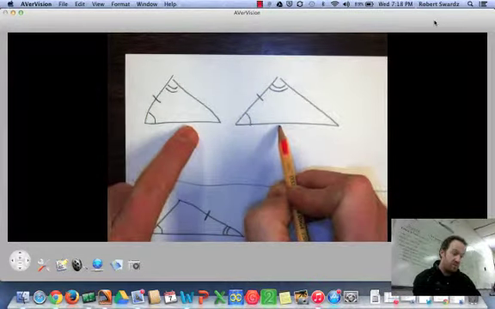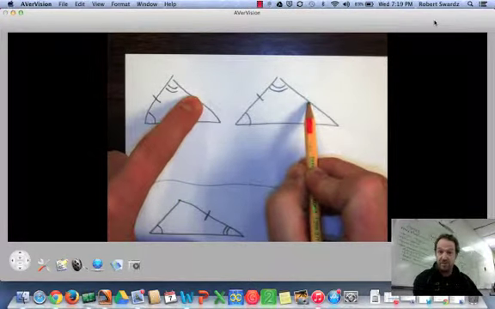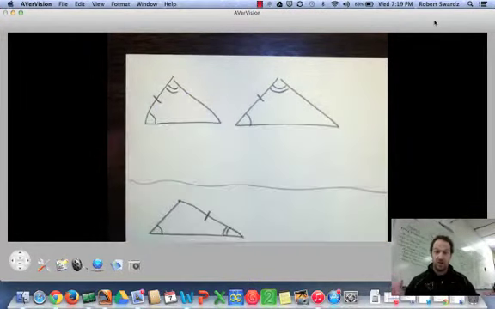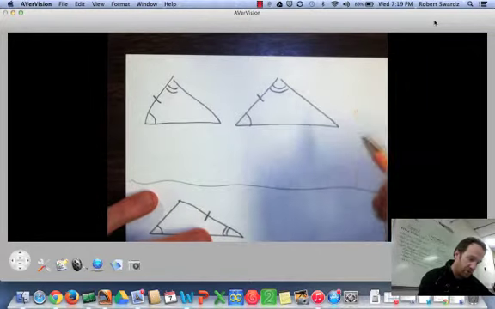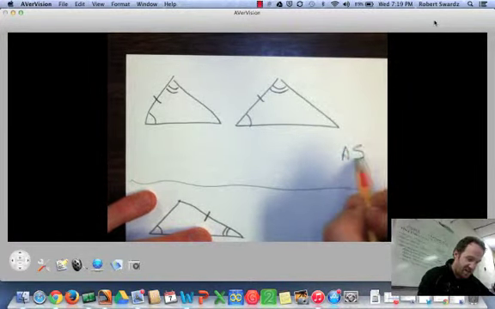That means these two would be the same. This side ratios would be 1. And these side ratios would be 1. They'd be the same too. So these triangles are congruent. And the reason is angle, side, angle.